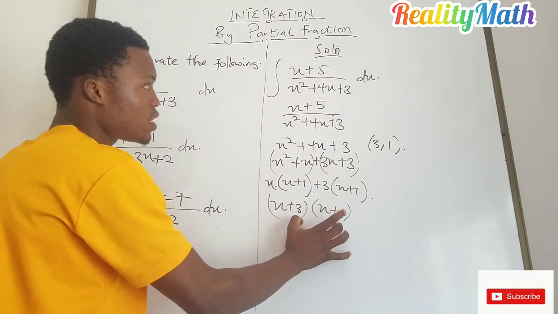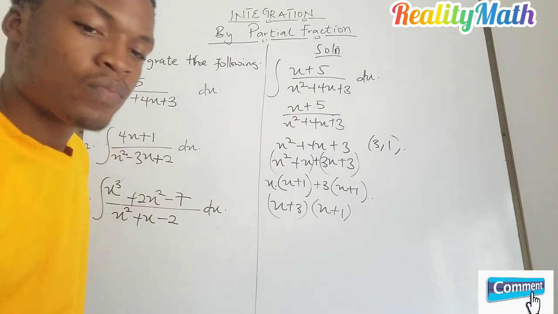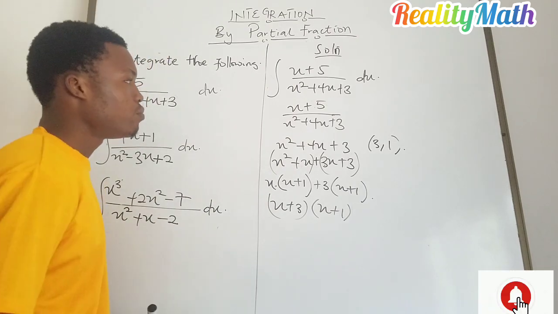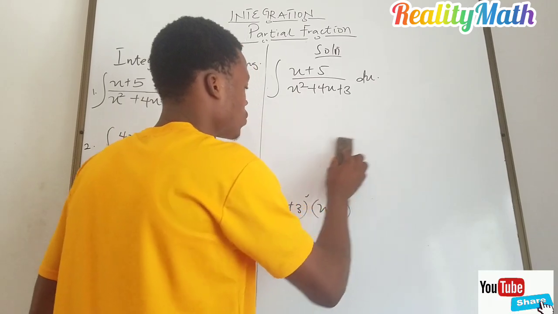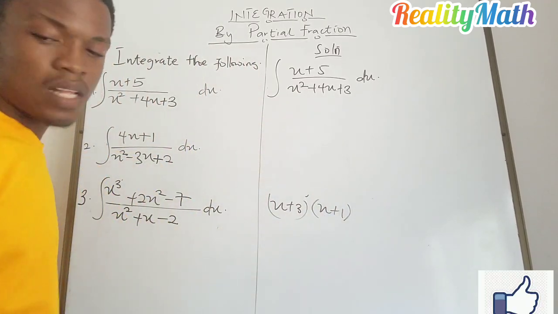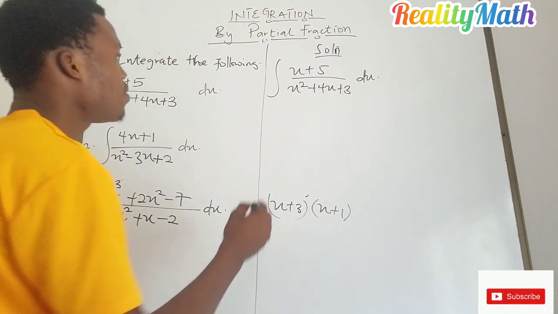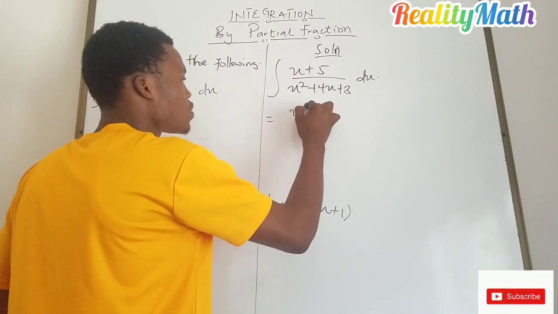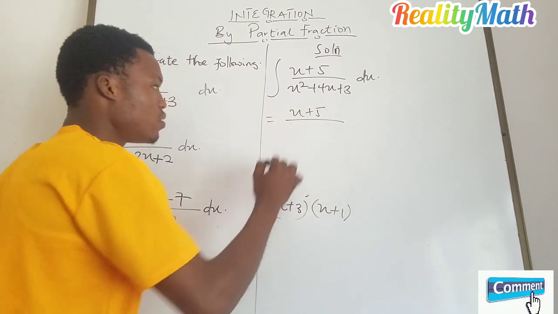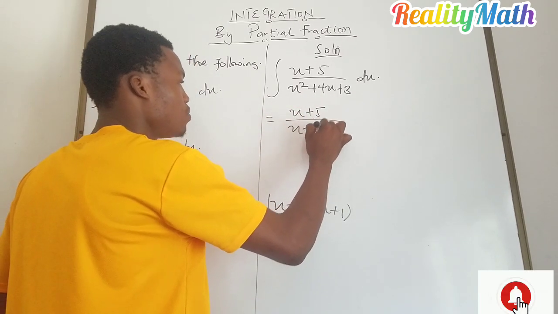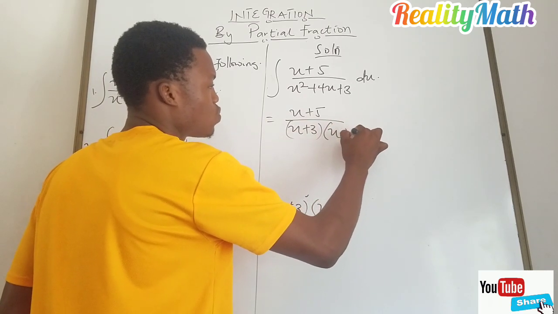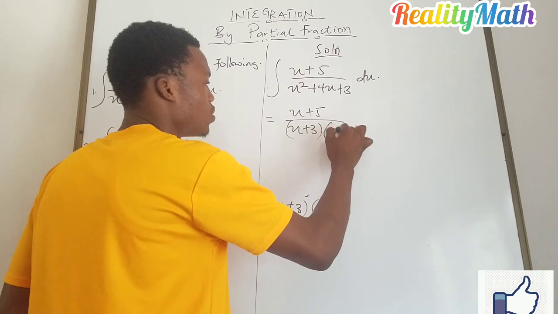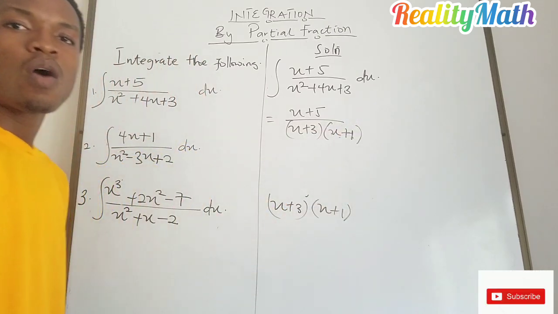So this is now our denominator. We now have x plus 5 all over x plus 3, x plus 1. Now for the partial fractions.